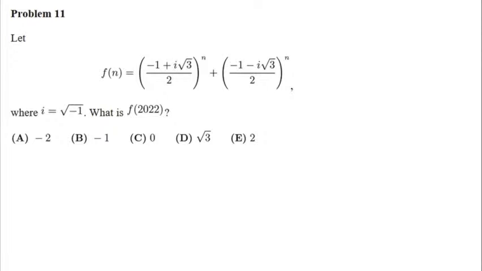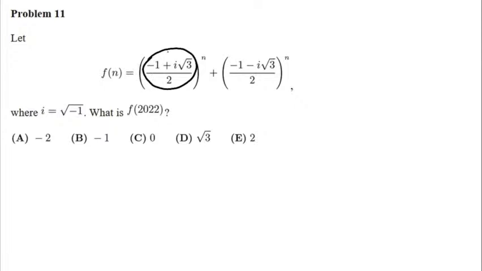22 AMC 12B problem number 11. Let f of n equal to ((negative 1 plus i root 3) all over 2) to the power of n plus ((negative 1 minus i root 3) all over 2) to the power of n, where i equals root negative 1. What is f of 2022?